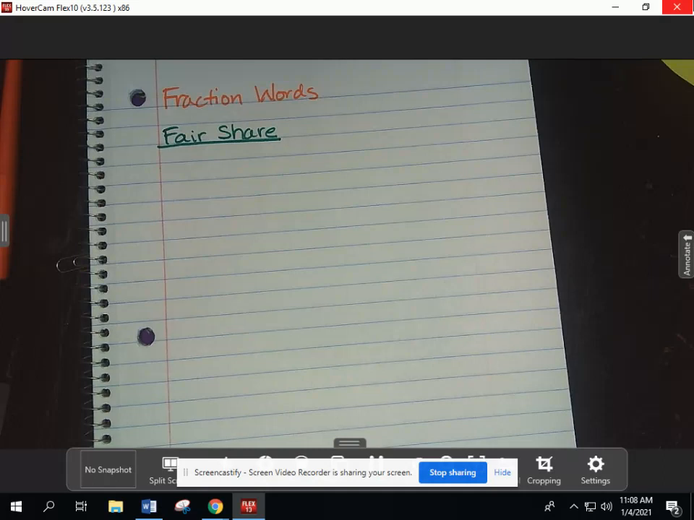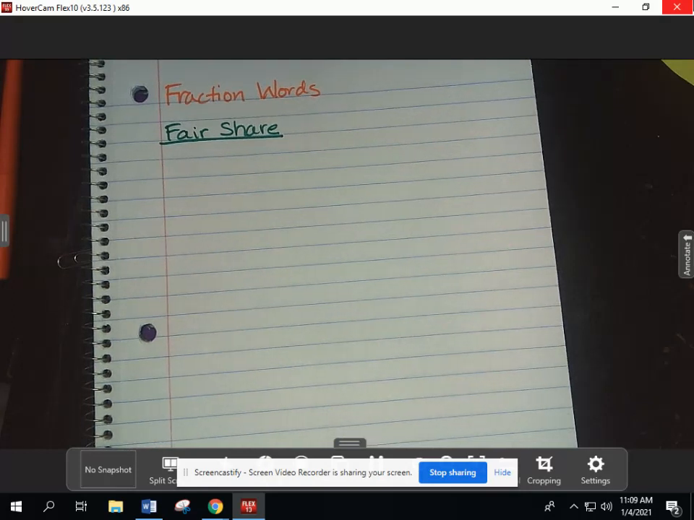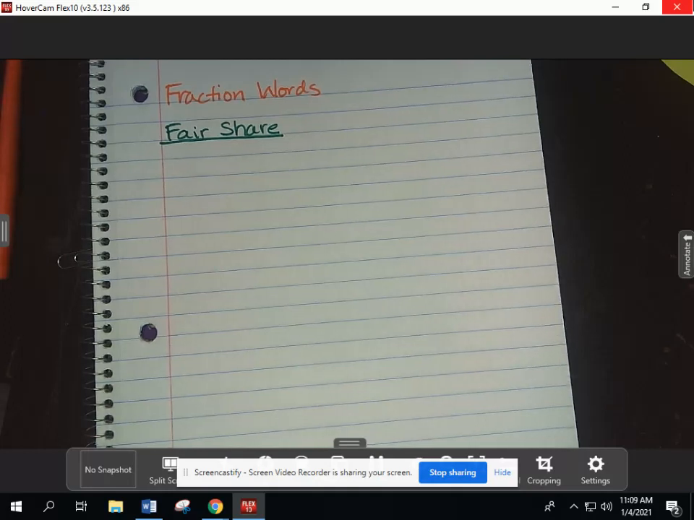So what does it really mean for a fair share? What do you think that means? Raise your hand if you have an idea. Luke. Okay, so Luke says each person gets an equal amount of something. Okay, anything else? Jacob? If it's something to play with, one person's going to get 10 minutes with it, and then the other person's going to get 10 minutes. Okay, so again, you're getting to have it for the same amount of time.